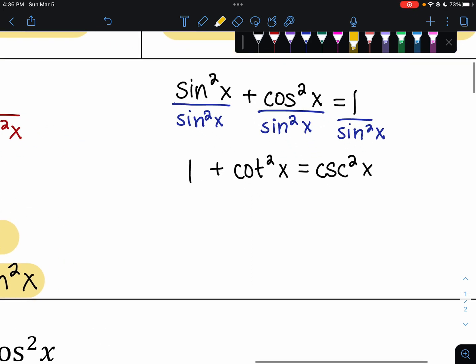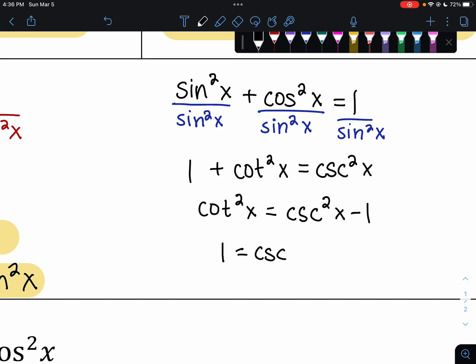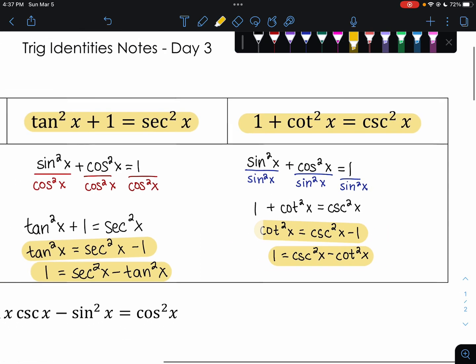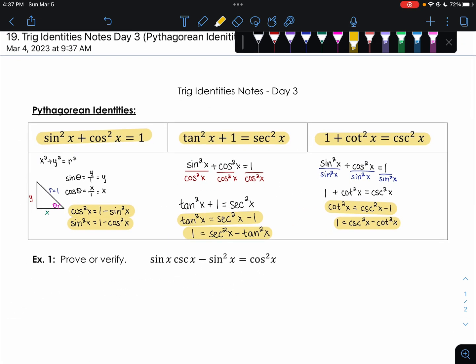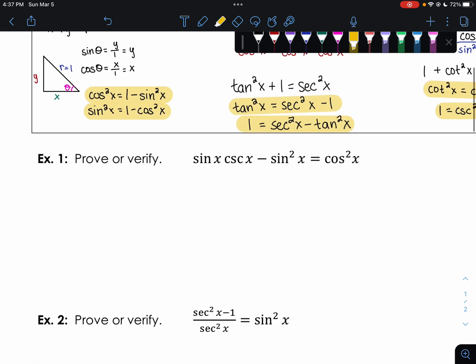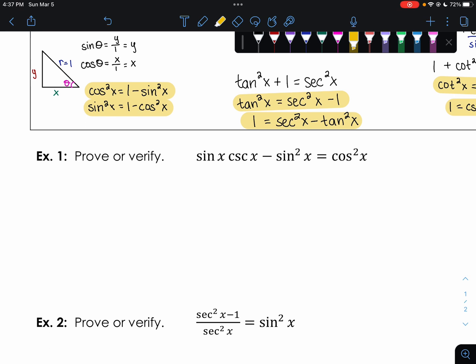And then here, we need to know that cotangent squared x is equal to cosecant squared x minus 1, or 1 is equal to cosecant squared x minus cotangent squared x. So again, knowing that these identities are all the same, no matter what form they come in, is going to help you be better at these identities. So we have 3 examples that we're going to verify. So again, we start with the left side, trying to make it equal the right side.